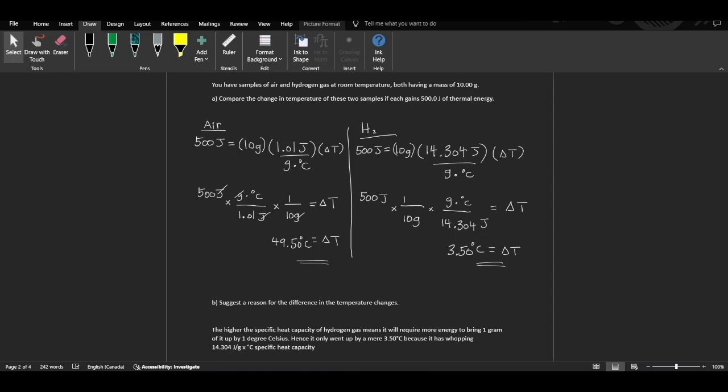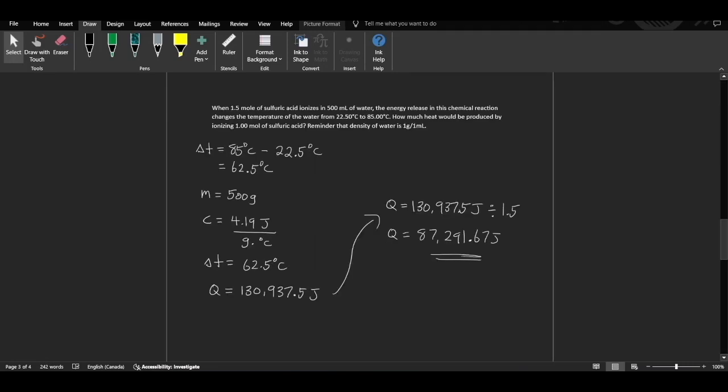This is the answer for the first question. This is the answer for the second question.